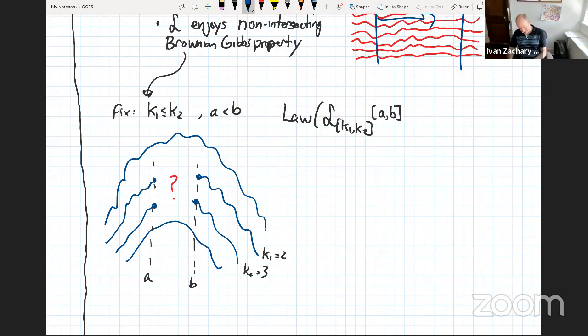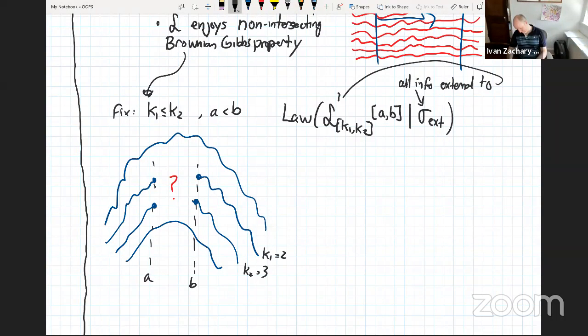And the information, so conditional on the sigma algebra, which I'll call sigma external, which is generated by all information external to this. In other words, if I know everything that's sitting outside of the question mark, what is the distribution, the law of what sits in between?